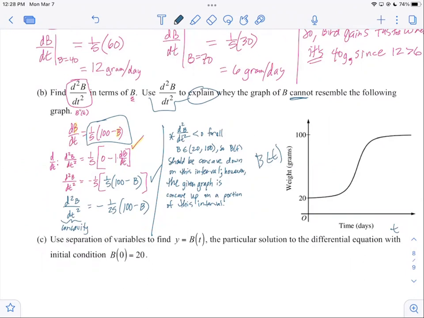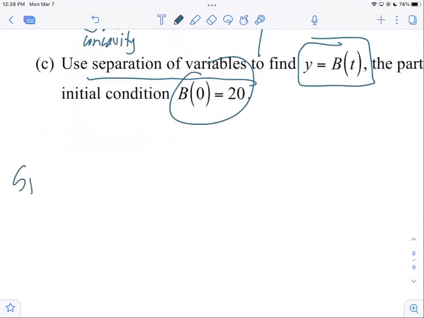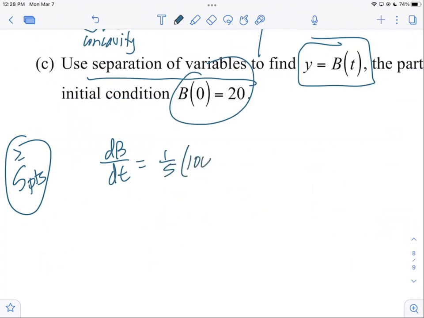All right, so far so good. Little birdie question. All right, part C, use the separation of variables. That's why it's in this section, to find the actual equation of y equals B of t, the particular solution with this initial condition. All right, before I can find a particular solution, I have to find the general solution. Yeah. So let's go ahead and bring the, this is going to be worth like at least 5 points, greater than or equal to out of 9. So dB dt equals 1/5 times 100 minus B.